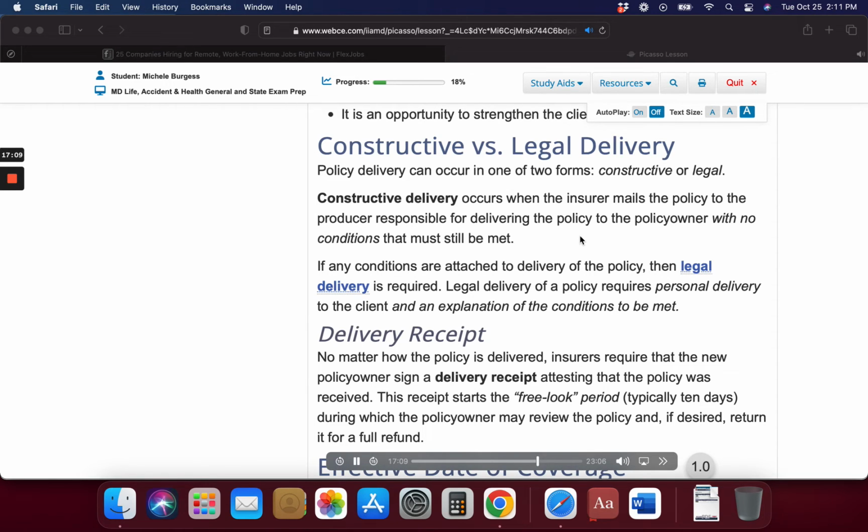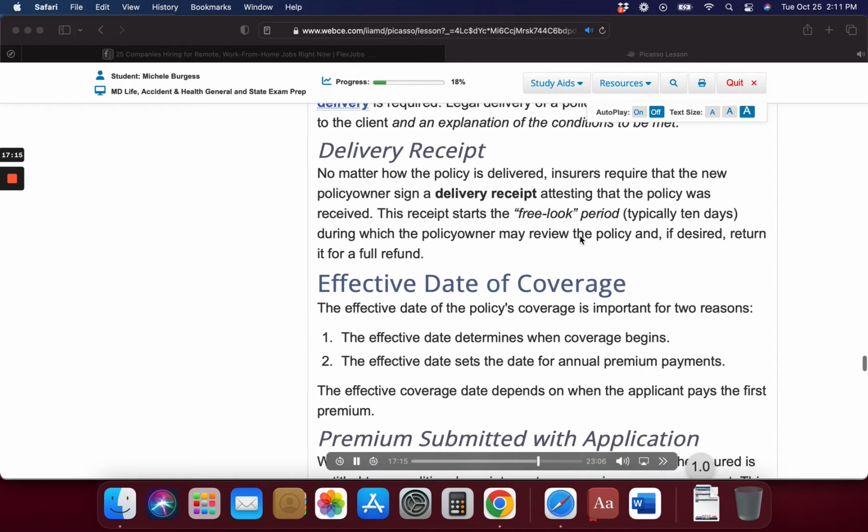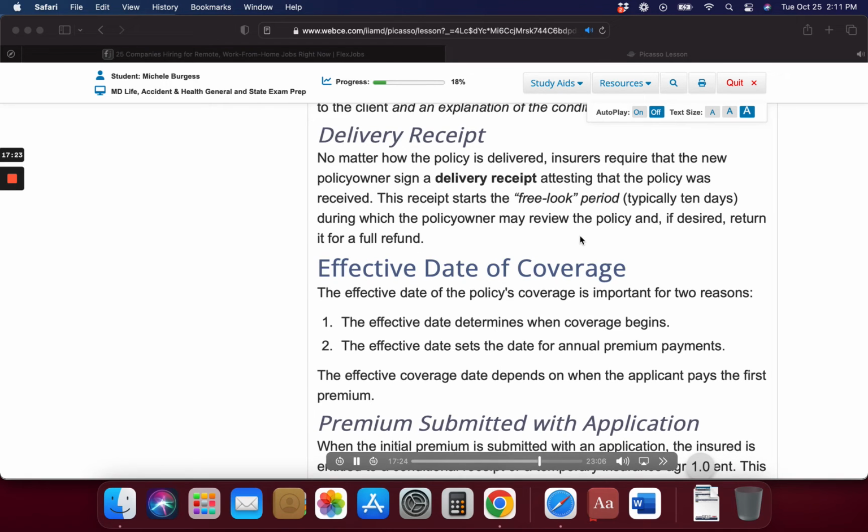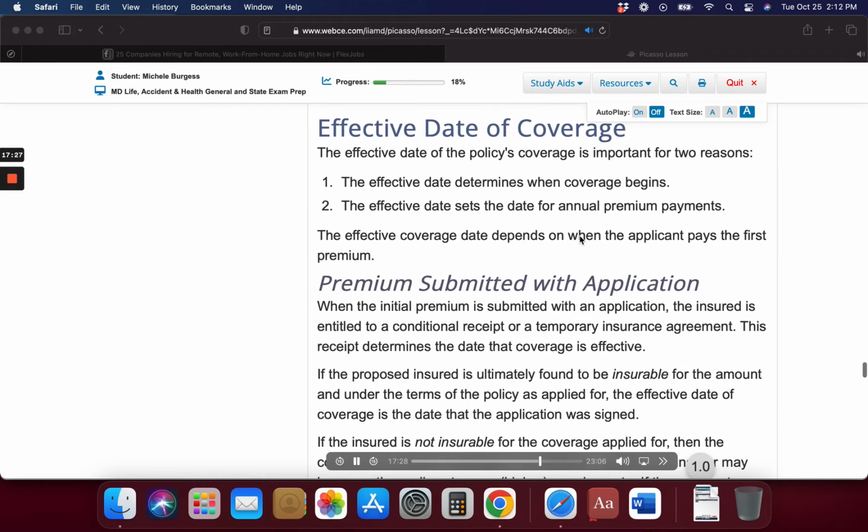Delivery receipt. No matter how the policy is delivered, insurers require that the new policy owner sign a delivery receipt attesting that the policy was received. This receipt starts the free look period, typically 10 days, during which the policy owner may review the policy and, if desired, return it for a full refund.